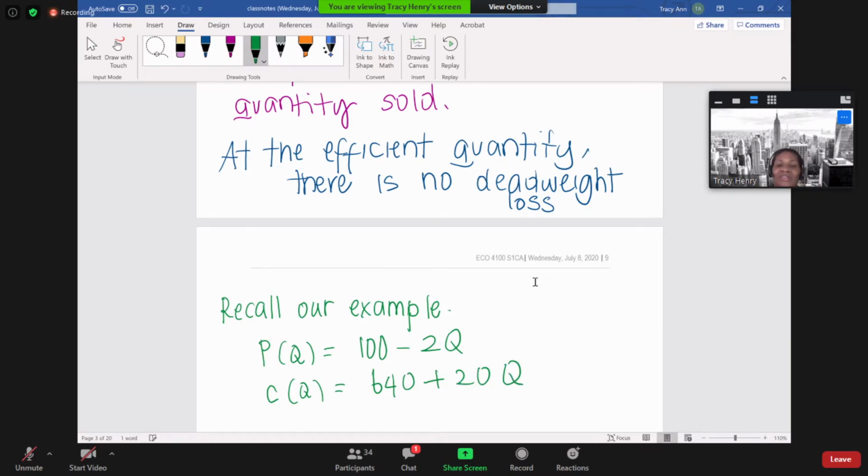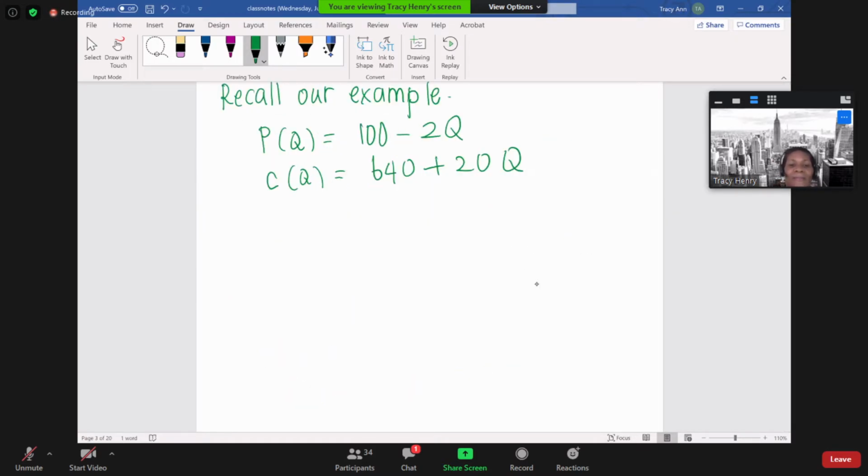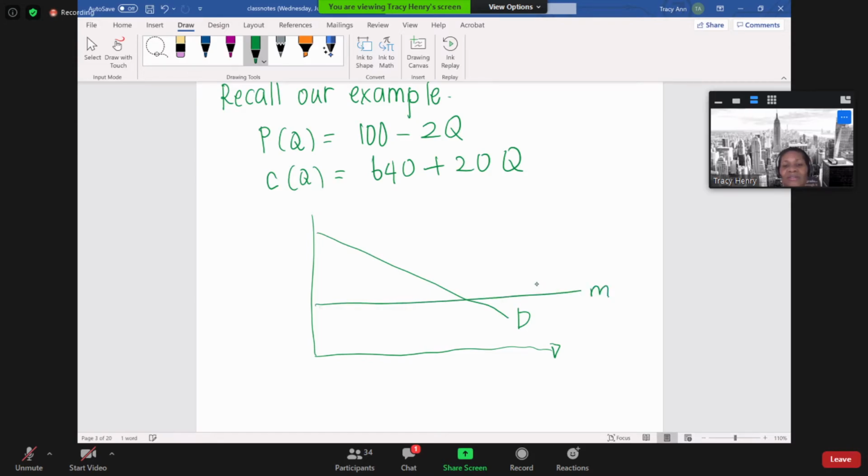And I'm going to sketch our graph just to remind us. Just to make our life easy, I'm just going to put the demand curve. We had our marginal cost curve like this. And just for ease, I'm not going to put the marginal revenue because I don't want it to crowd up this area. But this is 20. At Q equals 0, my demand curve starts out at 100, so this is 100.